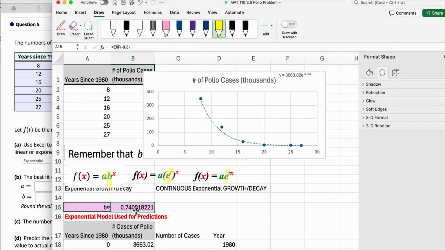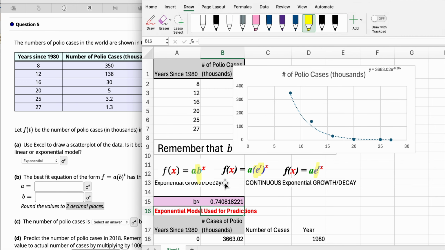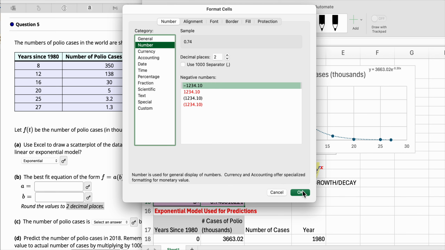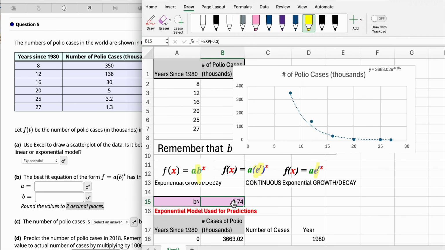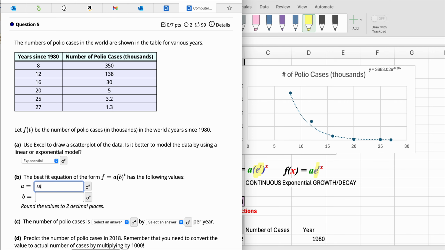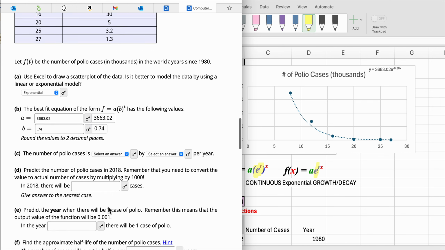So b is approximately equal to, when I want to put the exponential function in, I type equals exp, and then what I put in the parentheses is that rate. All right. And so when I do that, I'm just going to make that 2 decimal places. So b is approximately equal to 0.74, and a is approximately 3663.02. So that's what I'm going to put in here, 3663.02 and 0.74. And I can check the answers here and see that I've got that correct.